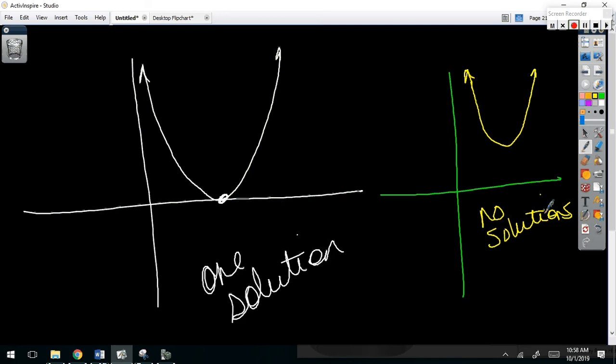Sometimes there are 2 solutions, sometimes there's only 1, and sometimes there are none. And there's actually not none, they are actually imaginary solutions that we will get to, but not today. What the heck is an imaginary solution? All right, let's do another example.